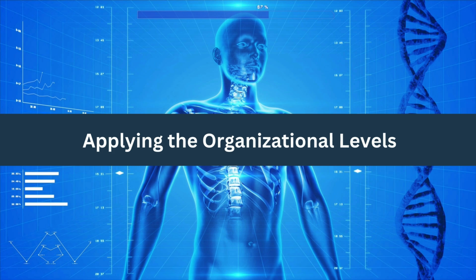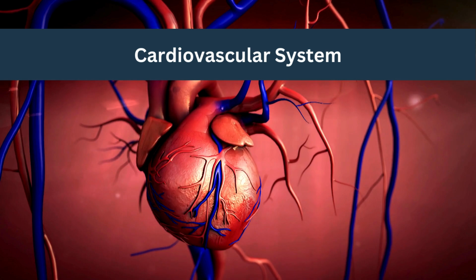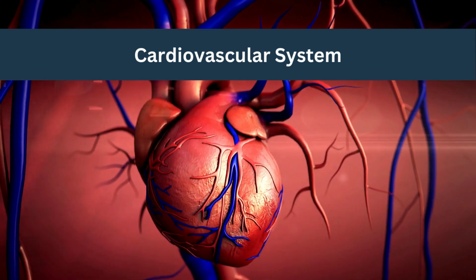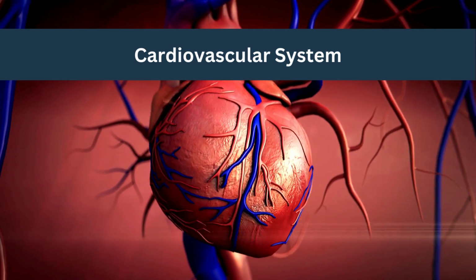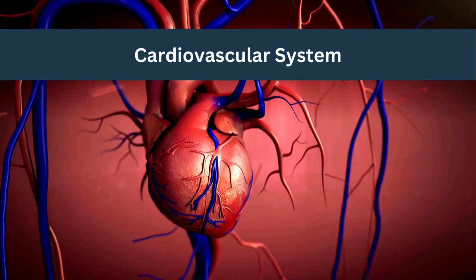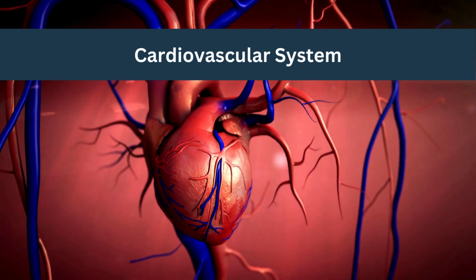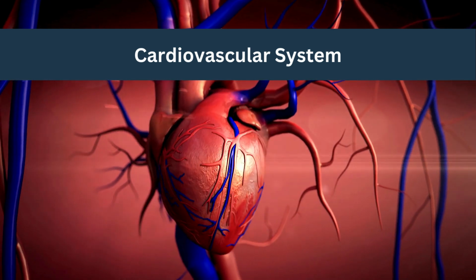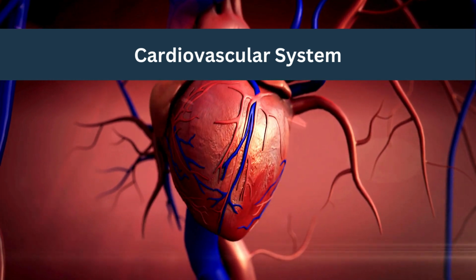Let's apply the various levels to a functional system. The heart belongs to the cardiovascular system and the circulatory system. The heart's electrical system controls the rate and rhythm of our heartbeat. It supplies blood to the body that feeds energy and hormones to various systems via the bloodstream.